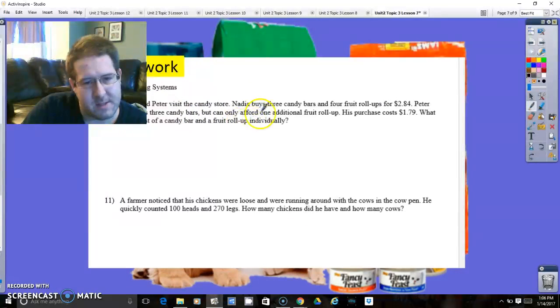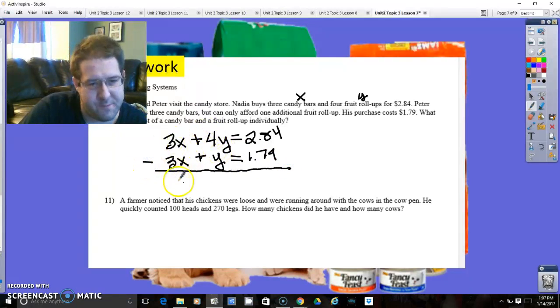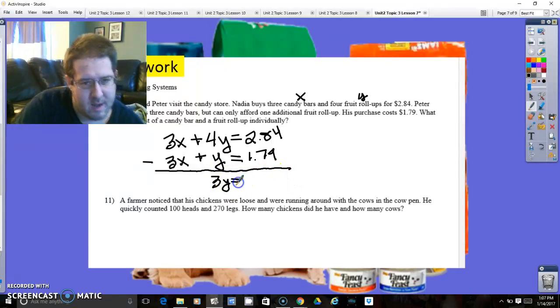All right, Nadia and Peter visit the candy store. Nadia buys 3 candy bars. I'll make that x. Candy bars are going to be x, so that's 3x. And 4 fruit roll-ups, that will be y, so plus 4y for $2.84. And then Peter also buys 3 candy bars, but can only afford 1 fruit roll-up, and his price comes out to $1.79. Perfect question for elimination method because the x's already have the same coefficient. 4 minus 1 makes 3 y's, and $2.84 minus $1.79.